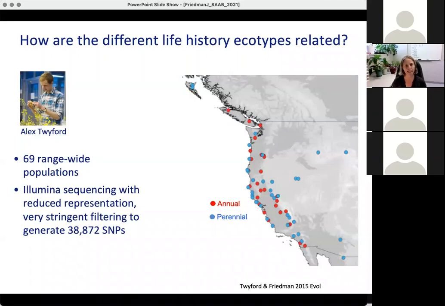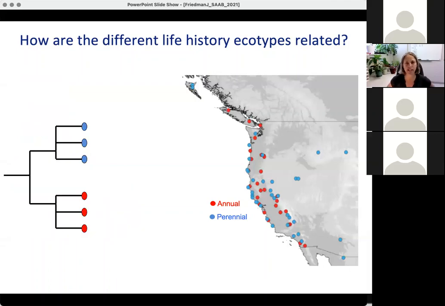So we collected leaf tissue from 69 populations range-wide, and I show the specific locations of these in a map of Western North America, where the annual populations are shown in red and the perennial populations are shown in blue. And we used Illumina sequencing with reduced representation and very stringent filtering to sequence these 69 populations. And then we applied this strong filtering so that we could use both traditional phylogenetic approaches, but also population genetic approaches to understand the variation amongst these populations.